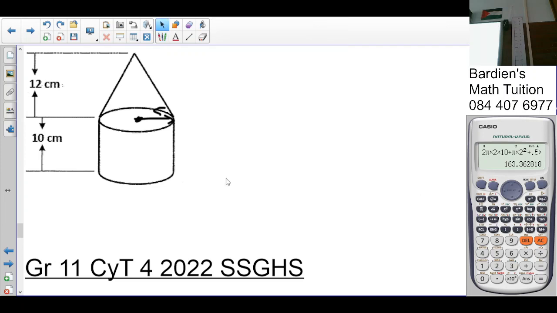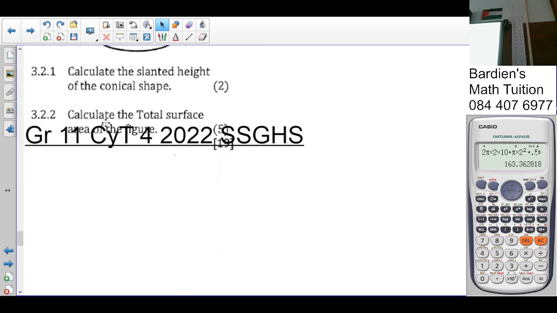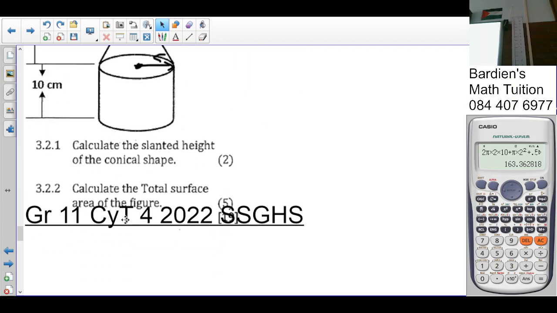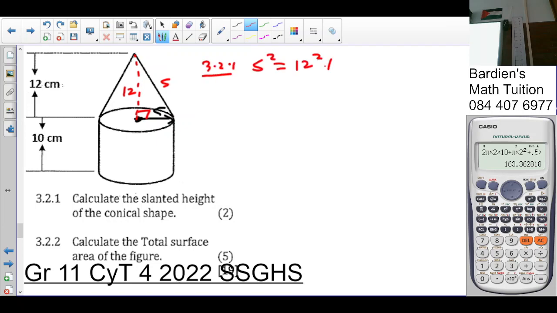Let's go to the first question. The first question says, calculate the slanted height of the conical shape, or the cone shape. So the slanted height is that there, that's 90 degrees, and this of course is 12. So in 3.2.1, the slanted height squared is equal to 12 squared plus 5 squared. It's 169, so the slanted height is 13.